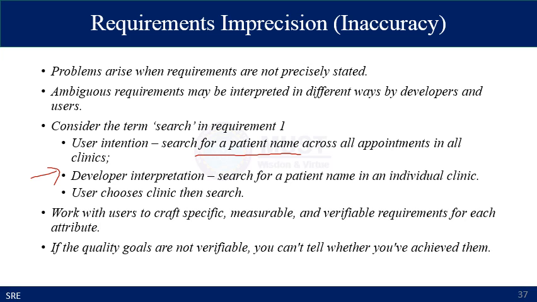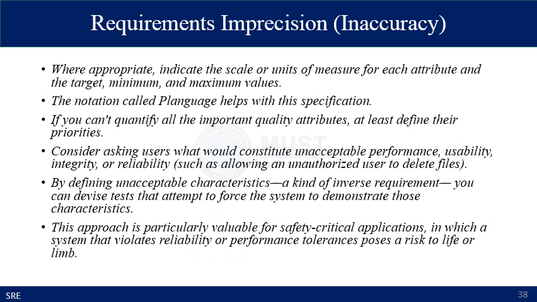the system. So you have to work with the user to craft specific, and most importantly, measurable and verifiable requirements for each attribute. If the quality attributes are not verifiable, you cannot tell whether you have achieved those quality attributes or not. So as stated earlier, to clear the requirement specifications, you have to work with the user, and those requirements should be specific, measurable, and verifiable.